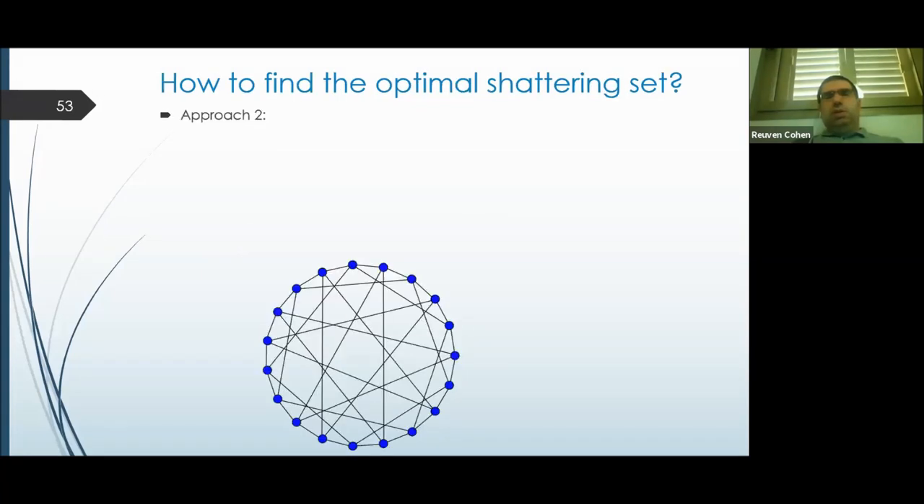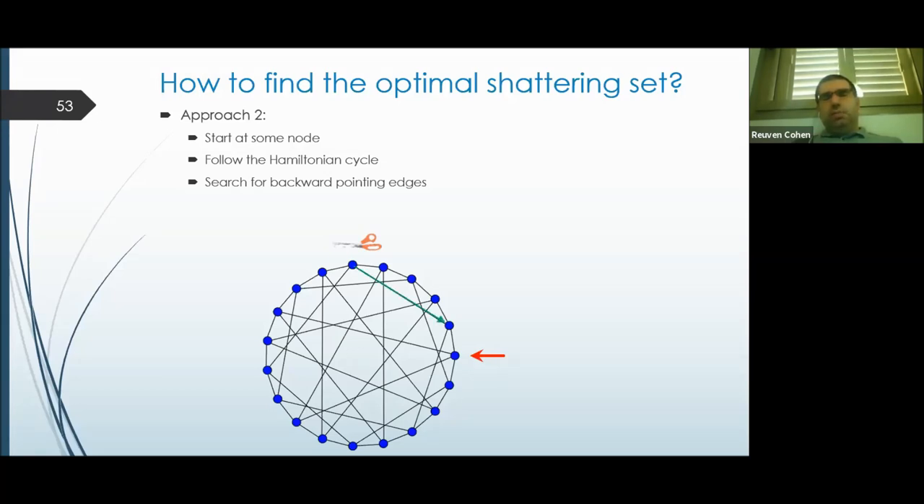So what can we do with that? Let's take this approach. We start with a Hamiltonian path. So the graph can be represented as a Hamiltonian cycle plus some shortcuts. The shortcuts are the ones up here in the middle. So we organize the nodes according to their place on the Hamiltonian cycle. We start with some node and follow the Hamiltonian cycle, and then we look for backward pointing edges. A backward pointing edge is an edge that goes to a node that we have already visited. For instance, this one. This points backwards to somewhere we've already visited.